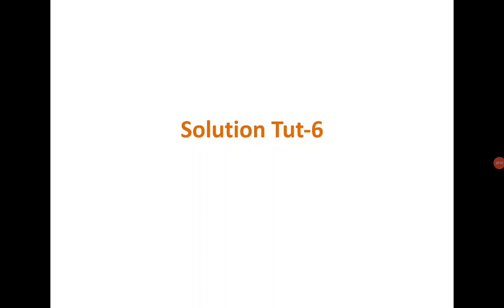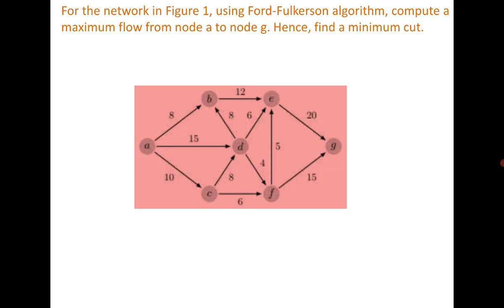Good morning everyone. So today we are going to discuss some questions which are related to the chapter network flow. So the first question says that use Ford Fulkerson algorithm to compute a maximum flow from node A to G and hence find a minimum cut. This algorithm has already been discussed in the class.